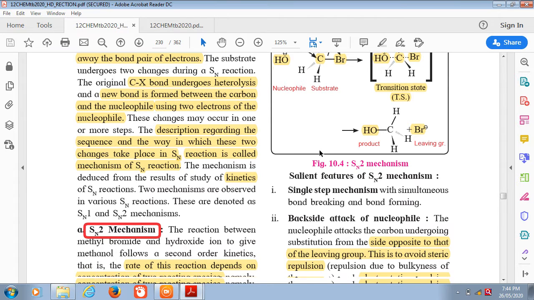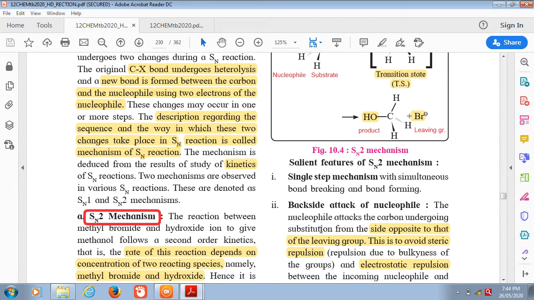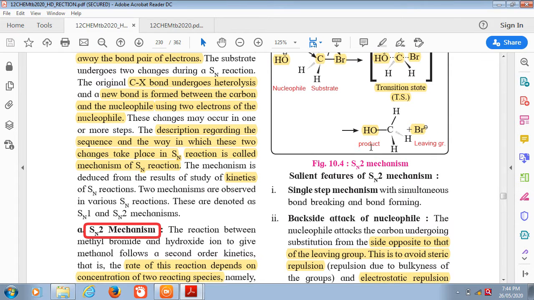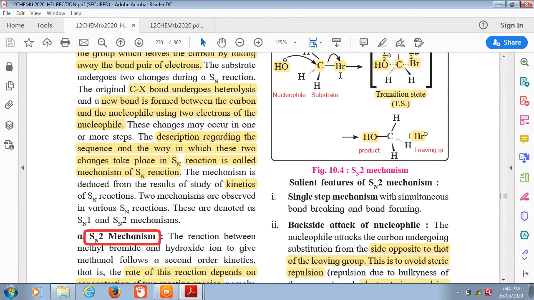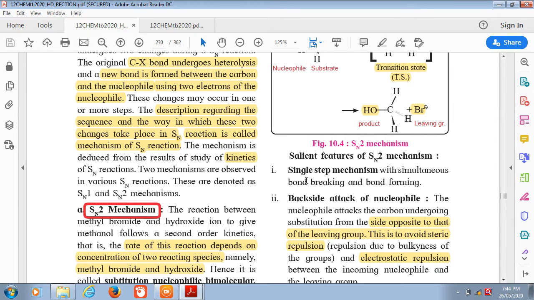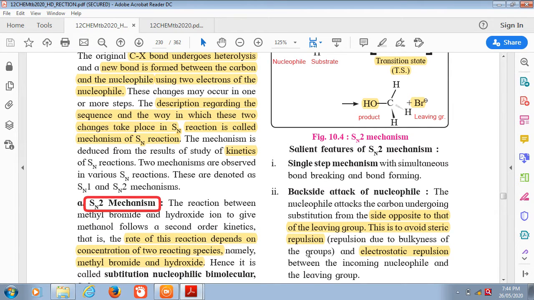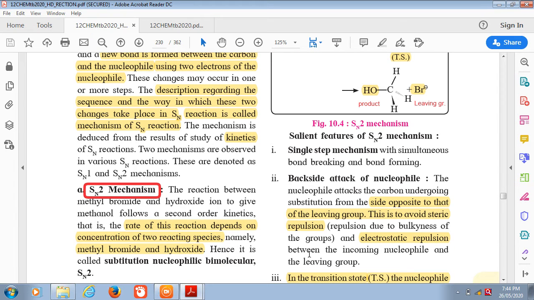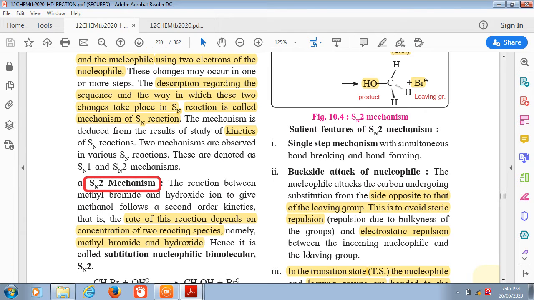So backside attack is possible. There is no attack from the front side because the Br group which is present on the front side repels the incoming OH group. So only backside attack is possible, and this also avoids steric repulsion or steric hindrance. What is steric repulsion? Repulsion due to bulkiness of the groups, OH and Br minus. It also avoids the electrostatic repulsion between the incoming nucleophile and the leaving group, because both are negatively charged.